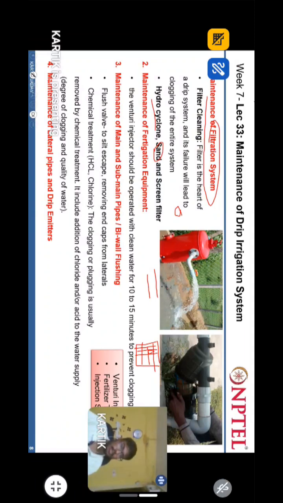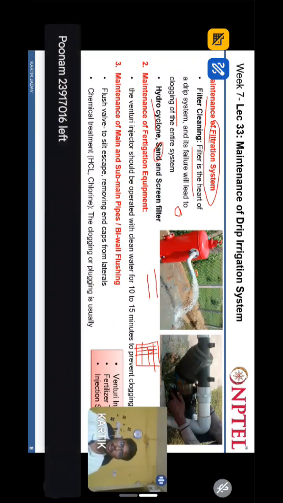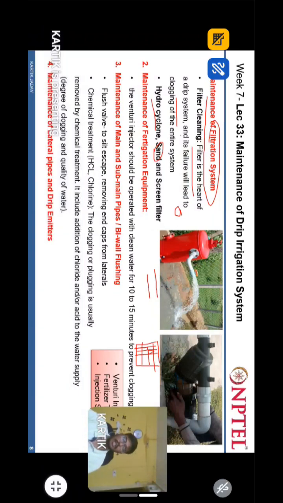Filter is the heart of the drip system, right? So if it fails, what happens due to that? The entire system will get clogged, and that causes the head difference. So we cannot operate the drip system at its full capacity for which it has been designed.